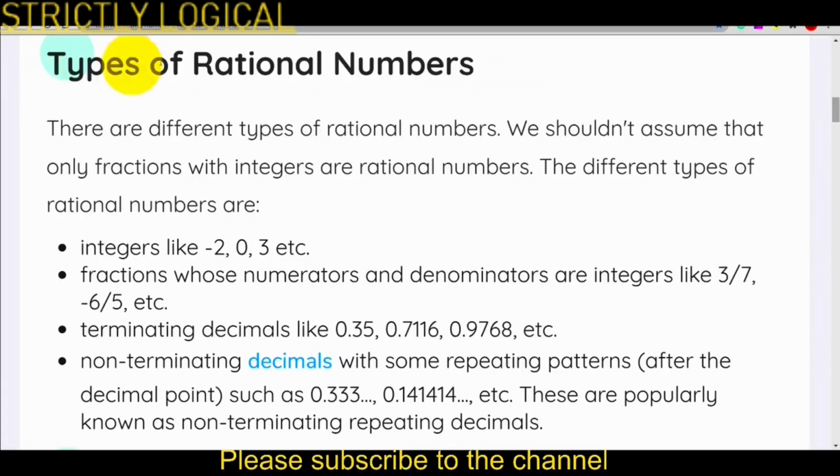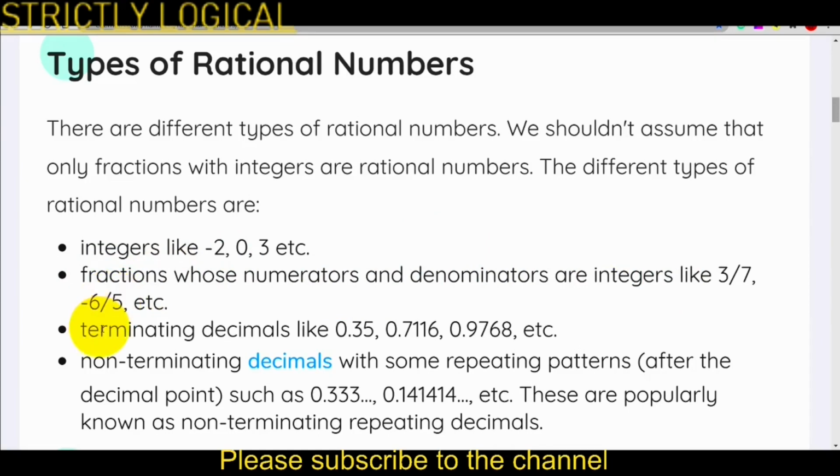Now let's see the types of rational numbers. There are different types of rational numbers present. All integers are rational numbers. Integers like -2, 0, 3, etc. all are rational numbers. Then fractions whose numerators and denominators are integers like 3 by 7, -6 by 5. It can be a negative integer also. All these are rational numbers only.